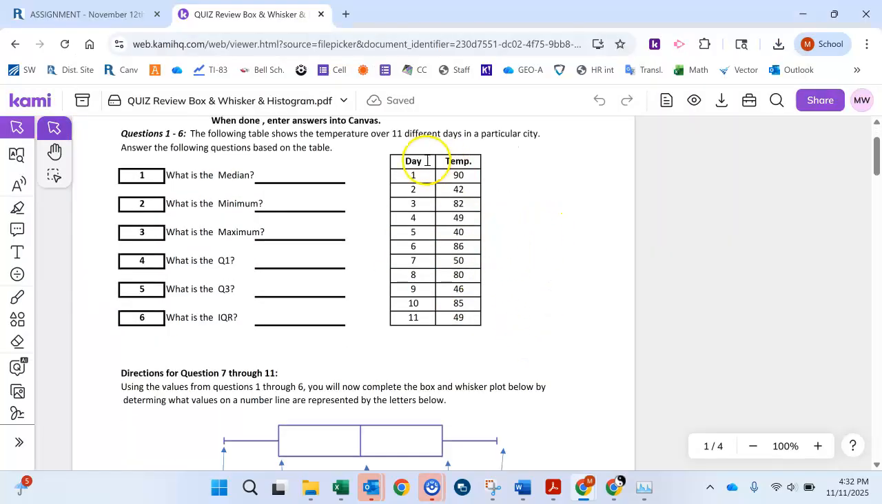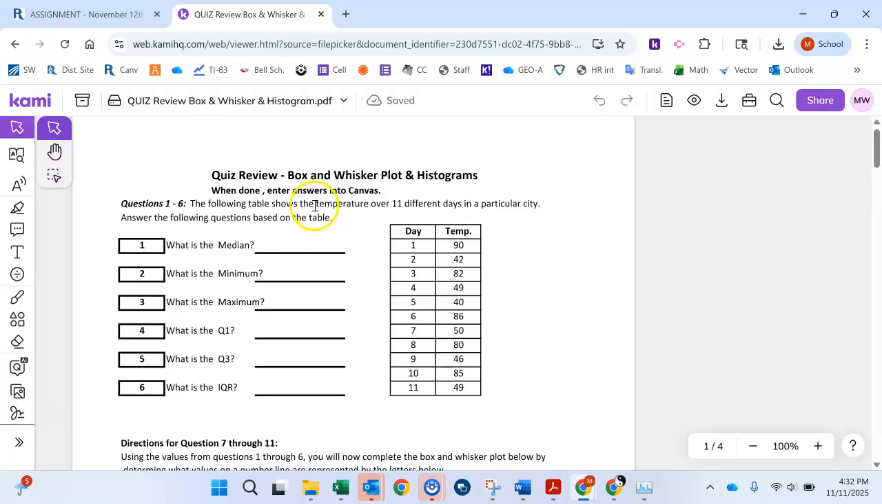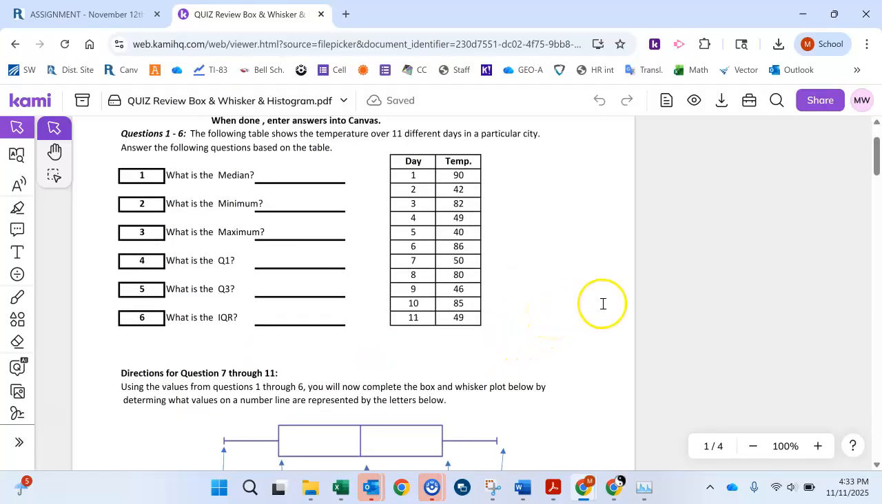What we're doing today is we got some data, and it tells you that it's temperature over 11 different days. So on day one, the temperature was 90, and these are the different temperatures. We're going to be asked questions about what is the median, what's the minimum, what's the maximum, etc., and then Q1, Q3, and then the IQR. This should be a review, but basically what you do on something like this is you want to put the data, if you remember, in order from smallest to largest. So I'm going to go ahead and do that.